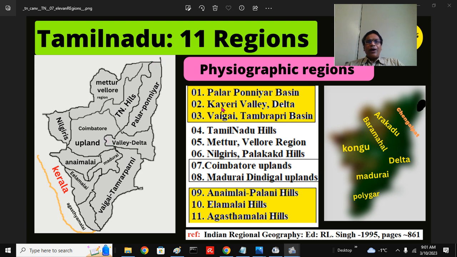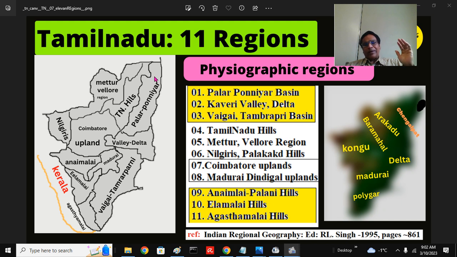Next we have the Kaveri valley and delta, with Karur, which used to be part of Tiruchirappalli. The river starts descending rapidly into the Carnatic region, the plains at Karur and Tiruchirappalli, and the historic Tanjavur district, the Maratha kingdom of Tanjavur. So that is the Kaveri valley and delta, and the southern portion is the Vaigai river and the Tambraparni river. The Vaigai-Tambraparni basin, this is the Carnatic region, the seaboard.